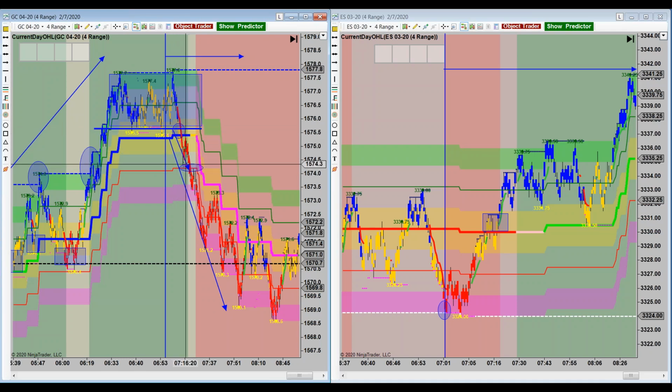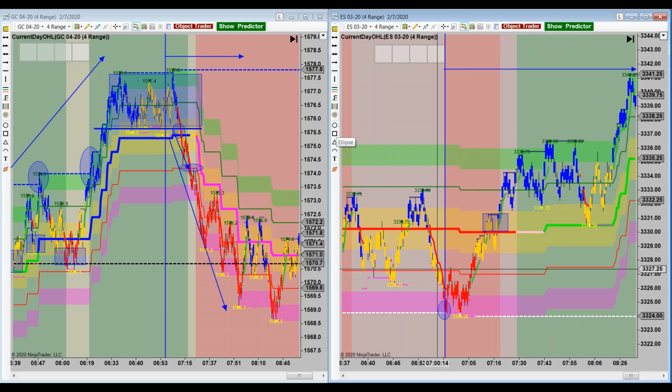Where was ES from 7:06 to 7:19? It was coming up through here. 7:06 was right here on ES, somewhere right in here. So this was happening on ES when this was happening on gold. See the two?